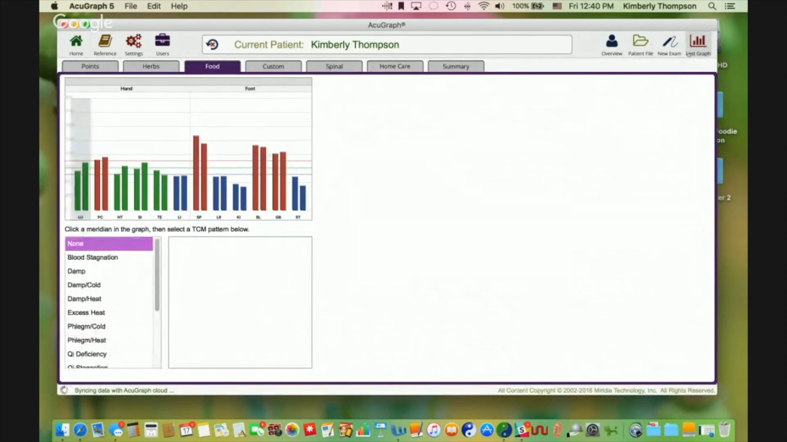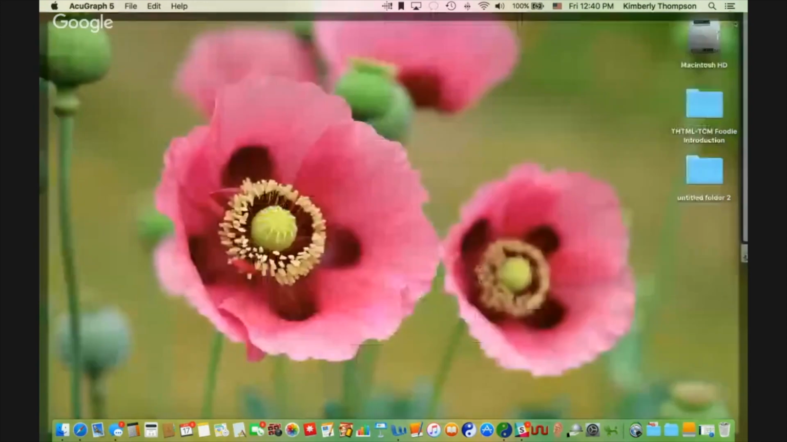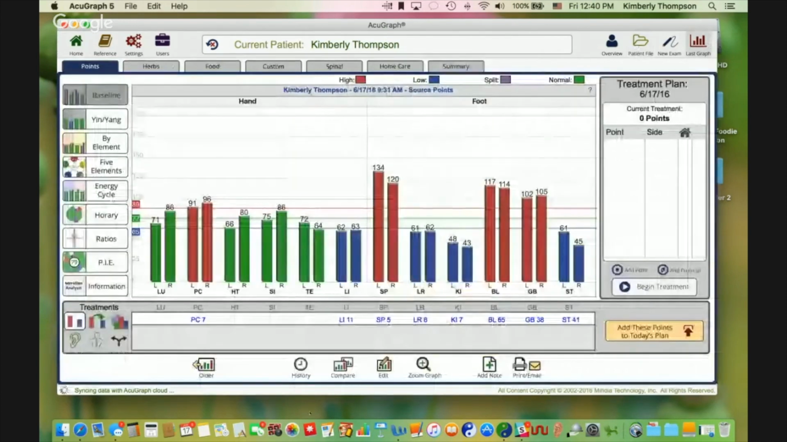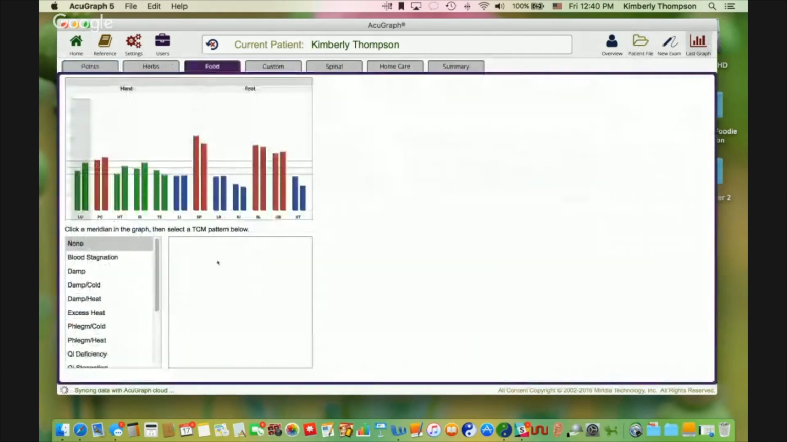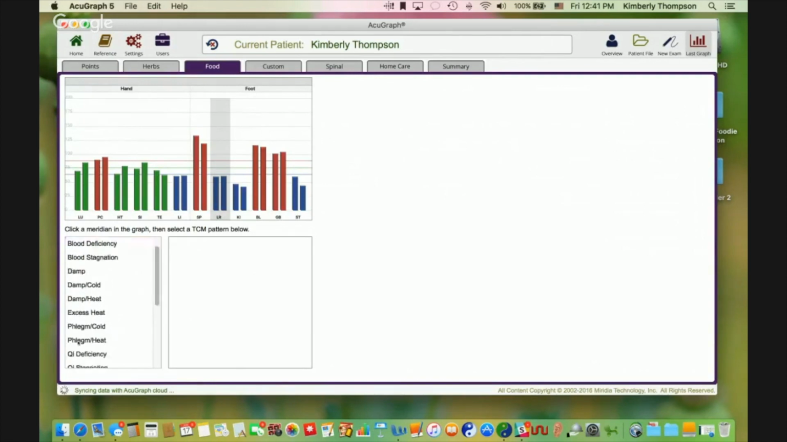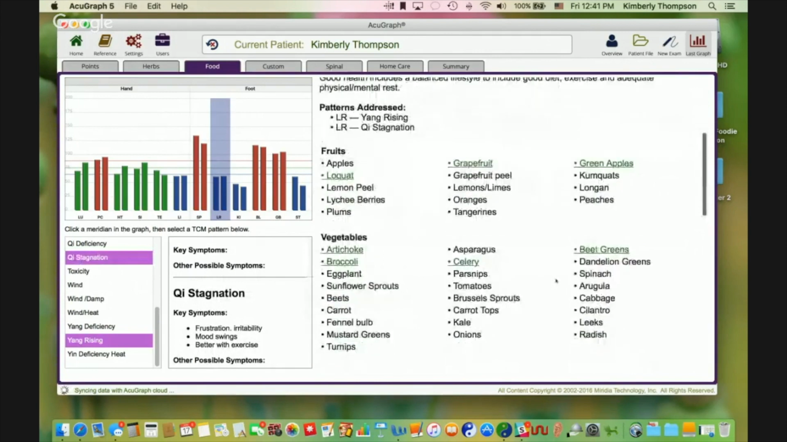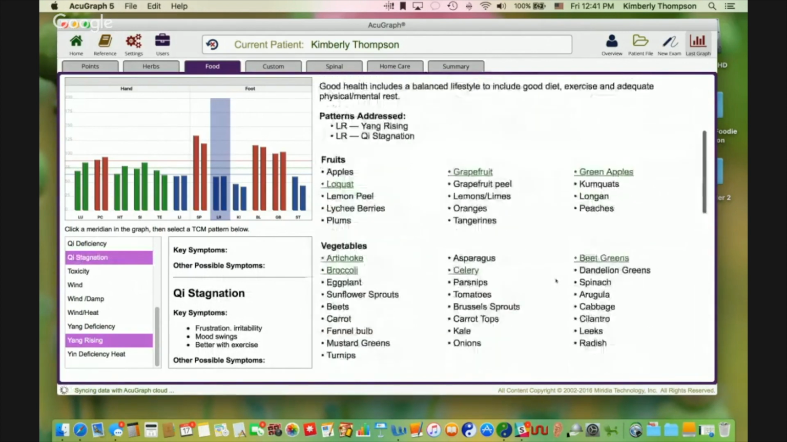And then what was my other one that I wanted to do? Irritability. So again, last graph, I am going to go to food, and then this graph doesn't show excess in the liver, but oftentimes with irritability, the liver channel will be excess, and there can be liver yang rising. There can also be liver qi stagnation. So here we've got two patterns addressed for irritability.